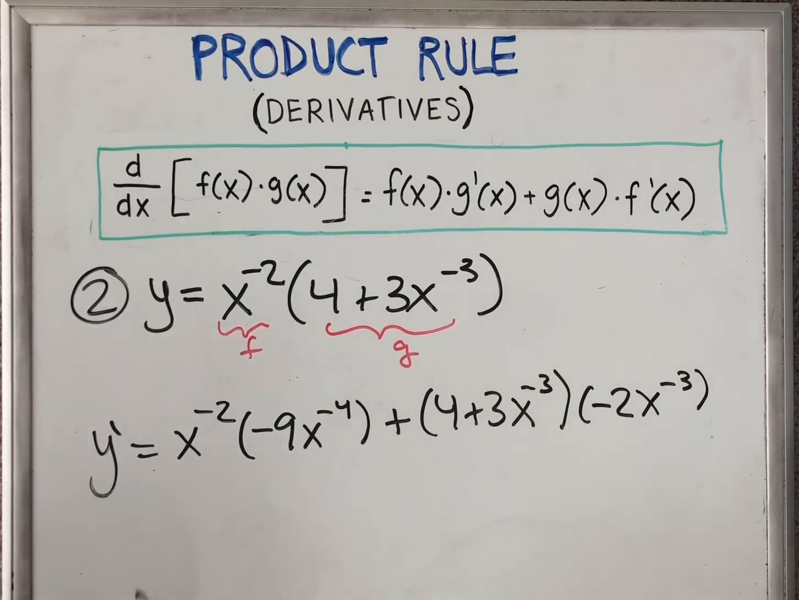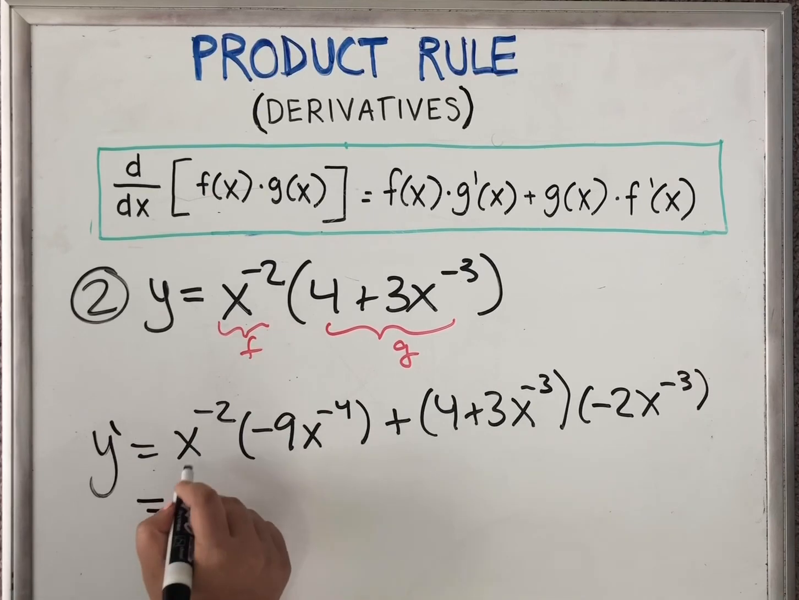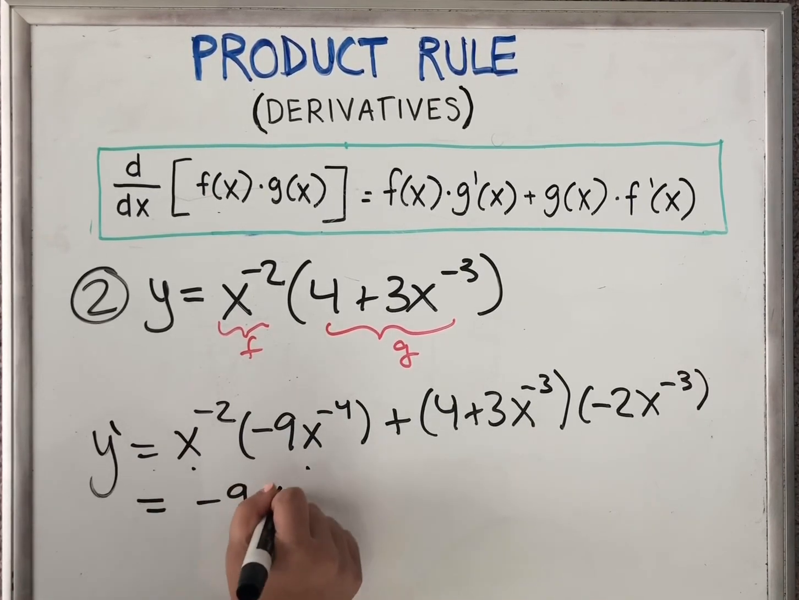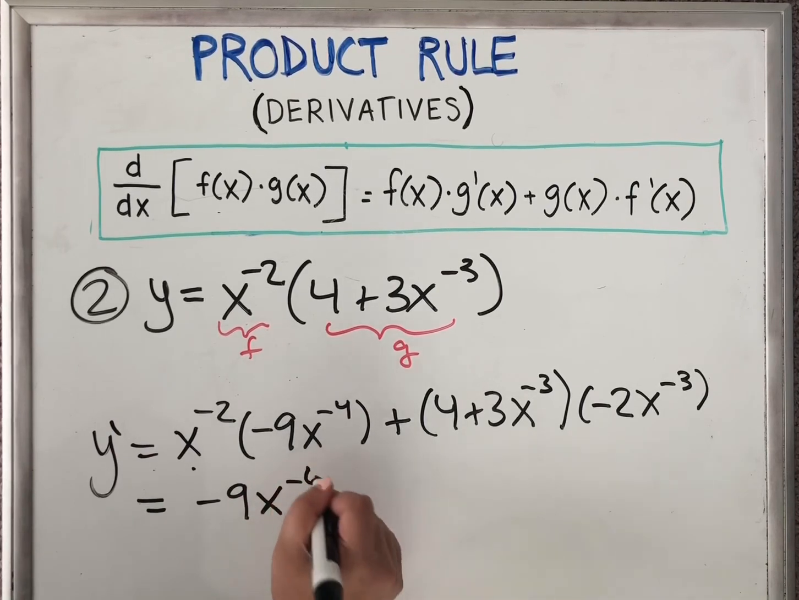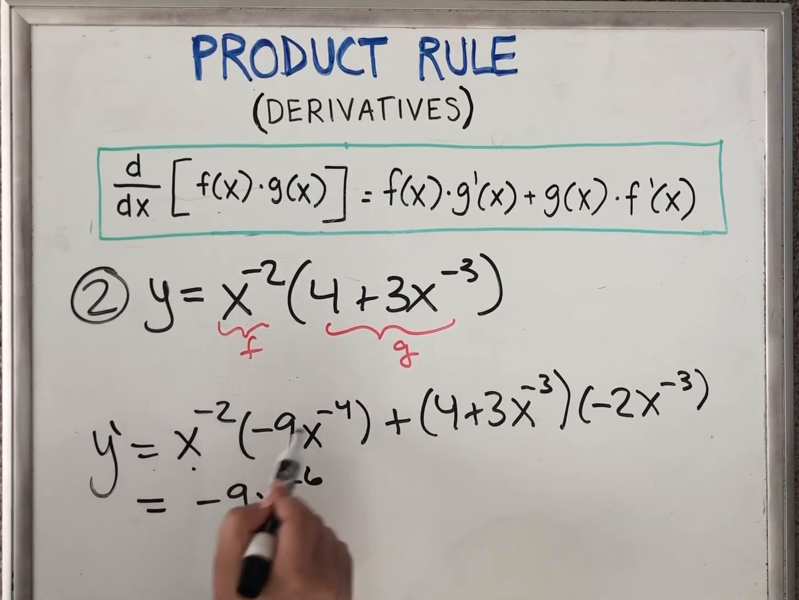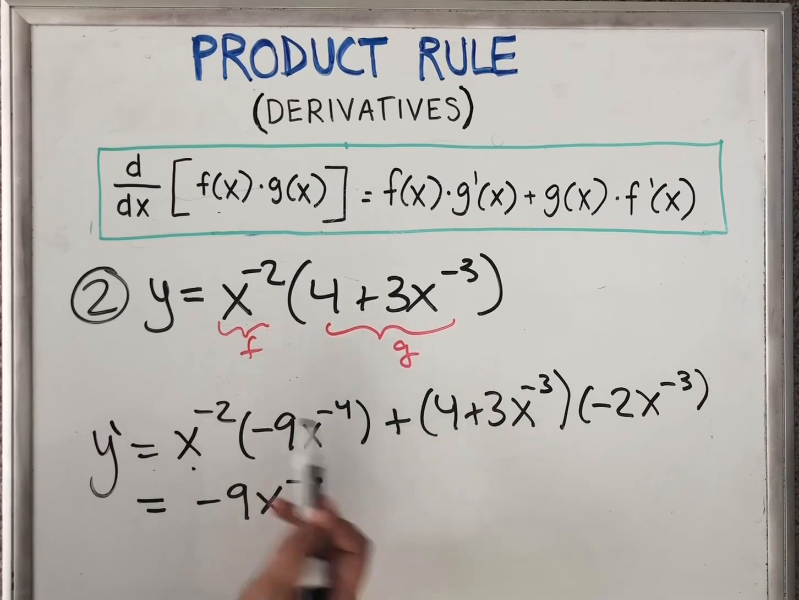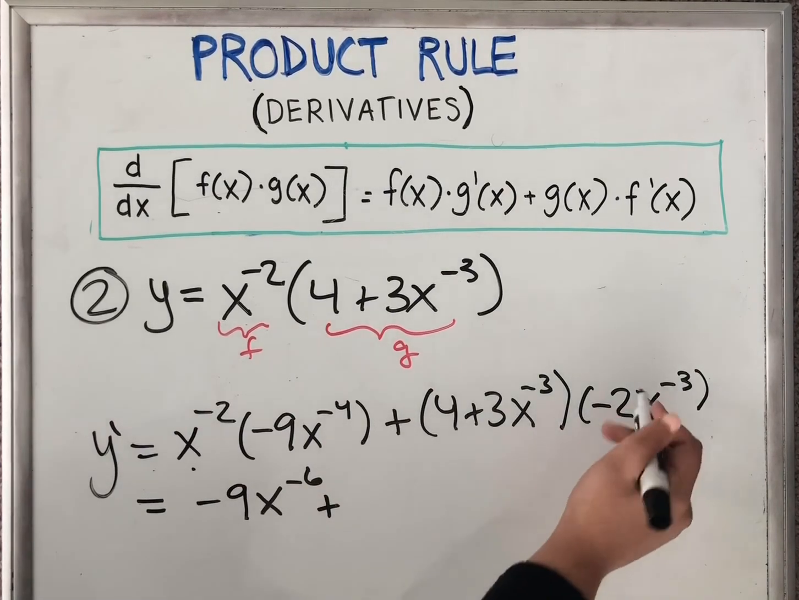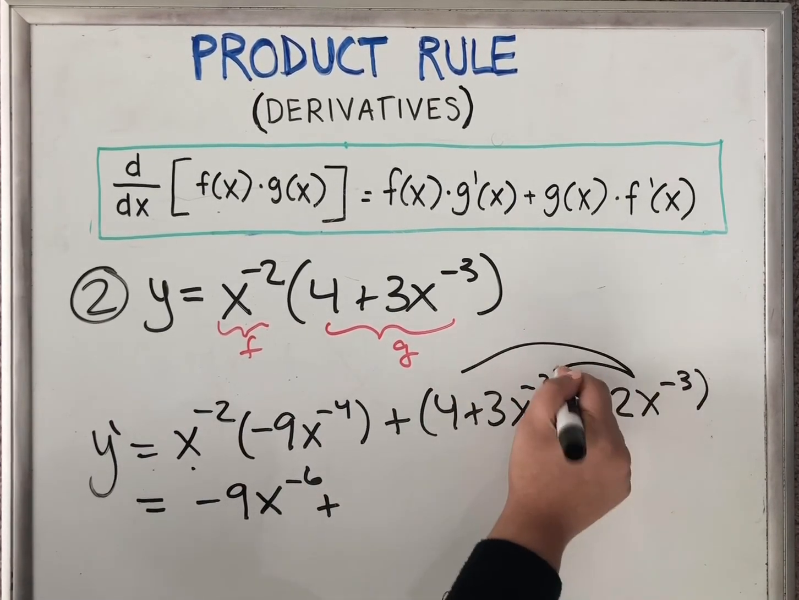Okay, and then we can just clean this up a bit. So when we multiply these two terms right here, we should get a negative 9x to the negative 6. Again, when we multiply like bases, we just add the exponents. So negative 2 plus negative 4 is negative 6. And we have our plus sign, and then we go ahead and FOIL out this term in these two.